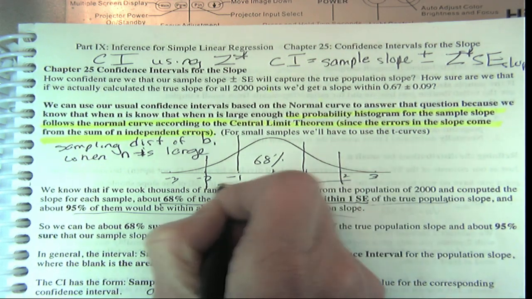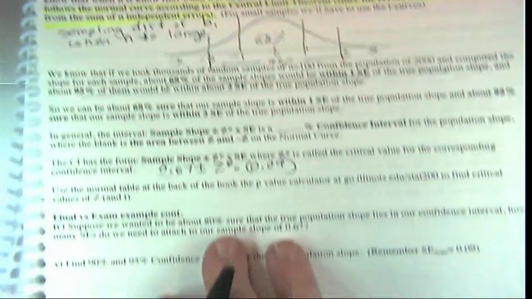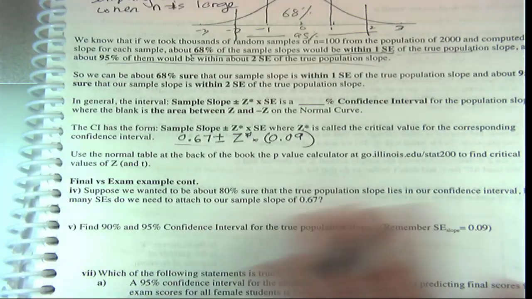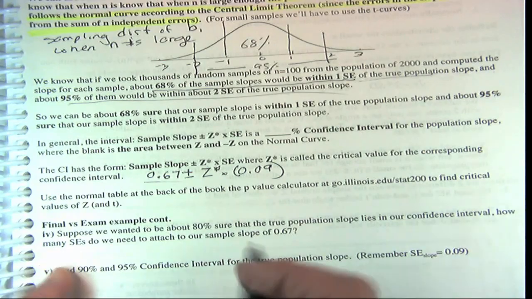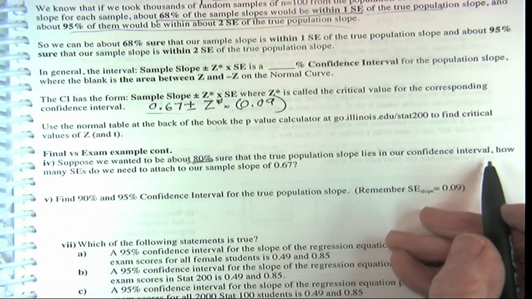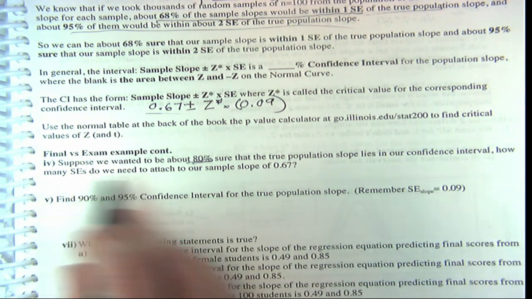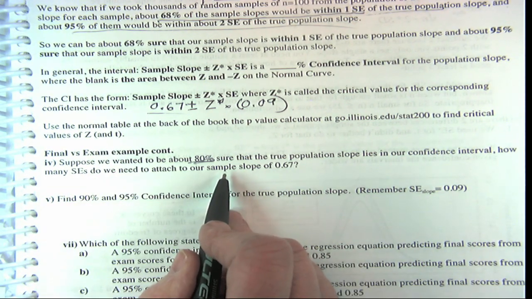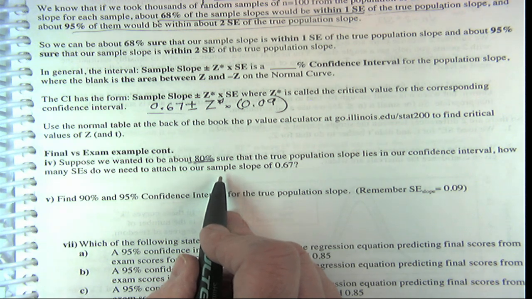So that's what we're doing. All right, so now let's do these confidence intervals here. Suppose we wanted to be 80% sure that the true population slope lies in our confidence interval. How many standard errors do we need to attach? So 80%, what would we do?